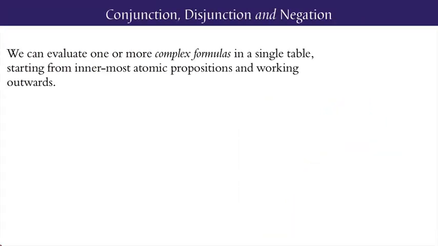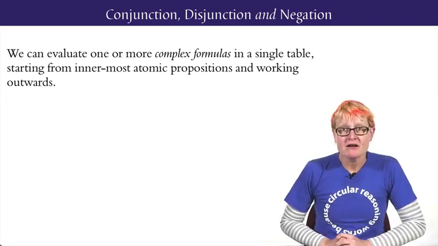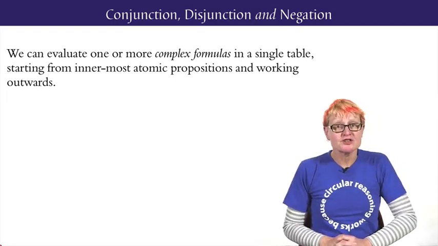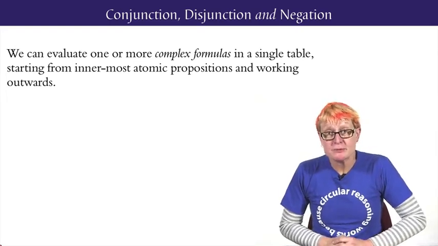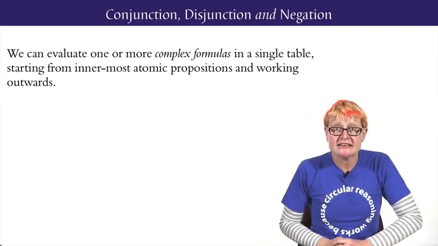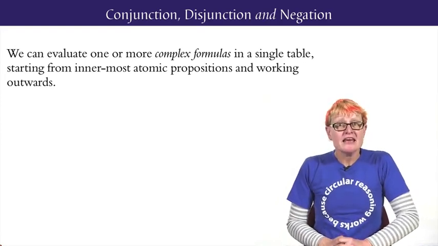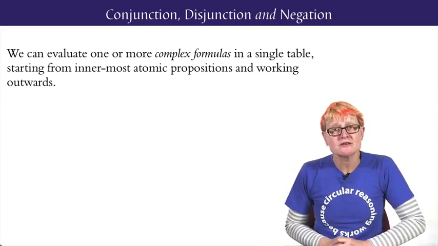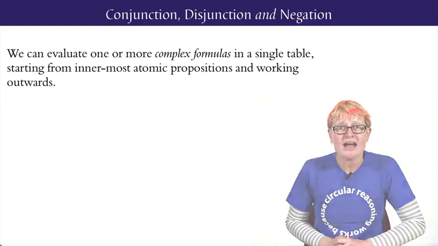Based on the truth table construction rules we've seen so far for negation, conjunction and disjunction, we can already put these into practice and see how to build up a truth table for a complex formula using these connectives. The key is to start from the innermost atomic propositions and work outwards.